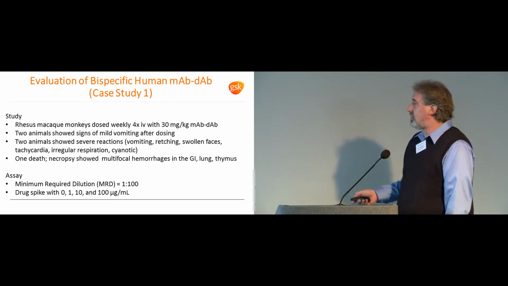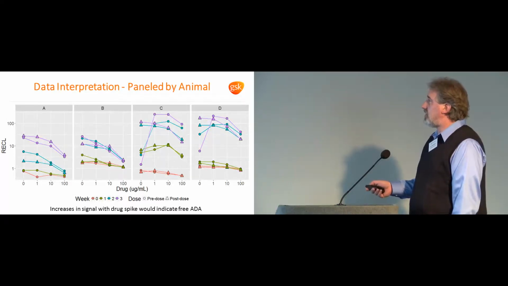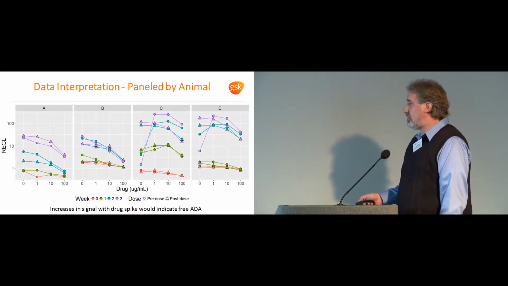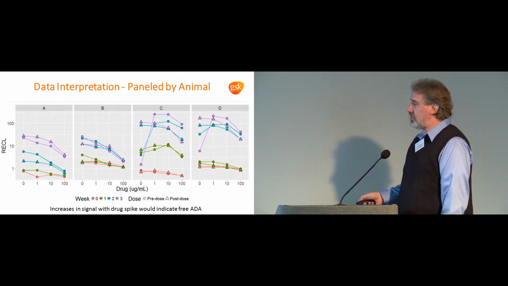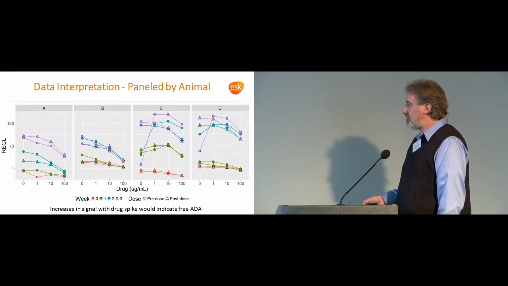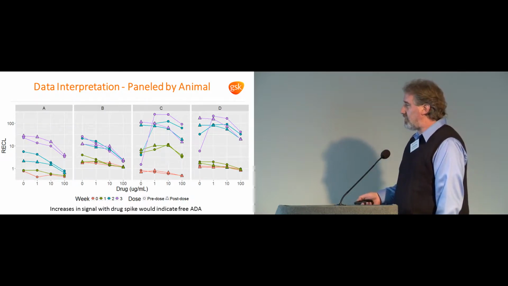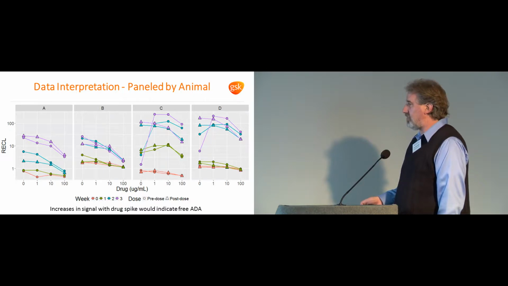So starting with, this is the data interpreted by individual animal. So here's animal A. What we're looking at here, if you look at the red color, that's going to represent week 0. We can see that there's not much signal there. Green represents week 1, blue 2, and purple week 3. What we're looking for are patterns or trends in the data interpretation. And we also have pre-dose, and then we have 1 hour post-dose at each time point.